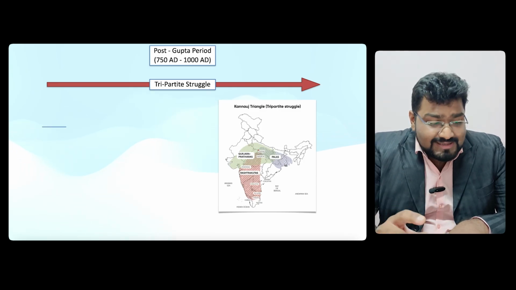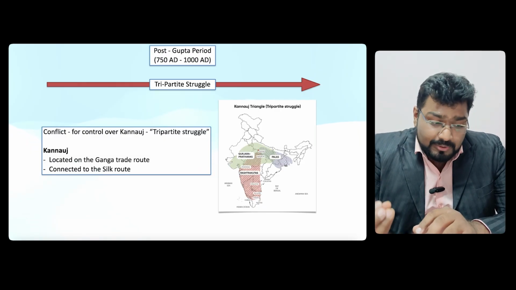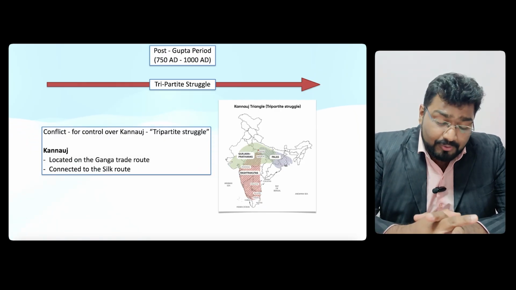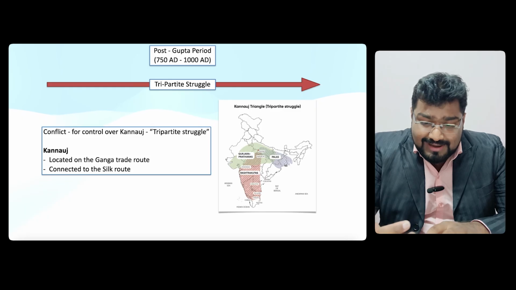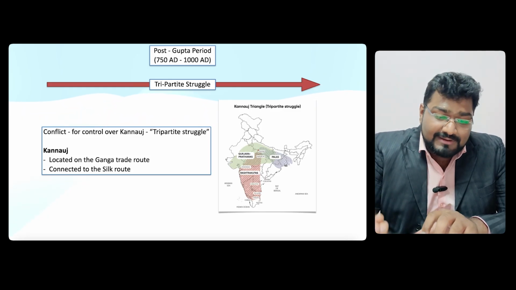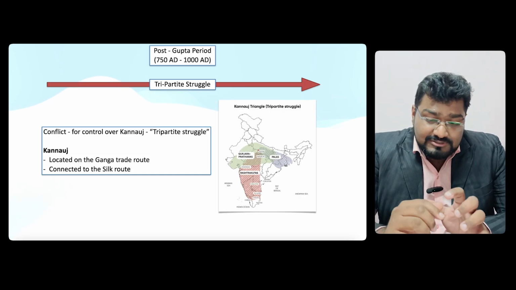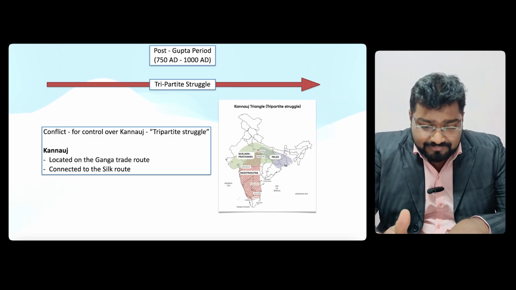Now, you can see that Kannauj was important from the point of view of its strategic location. It was located on the Ganga trade route. Secondly, it was also connected to the Silk route. So that was the reason every other big power wanted Kannauj. It wasn't just a fight for land; it was a fight for the legacy.